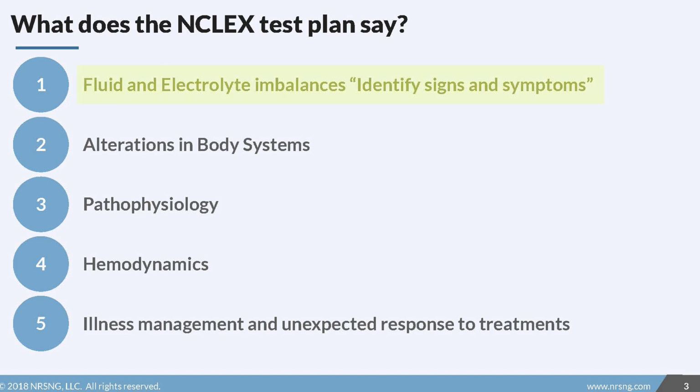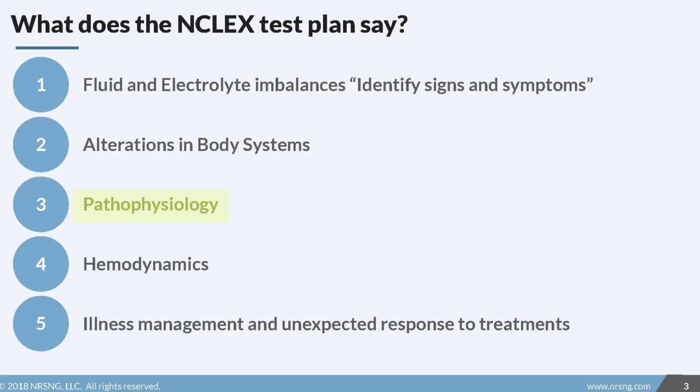Okay, number 1, fluid and electrolyte imbalances, to identify signs and symptoms of these imbalances. Number 2, alterations in body systems. We're going to talk about what that means exactly because they're very specific on the test plan about what you need to know. Number 3, pathophysiology. Number 4, hemodynamics. And number 5, illness management and unexpected response to treatments.